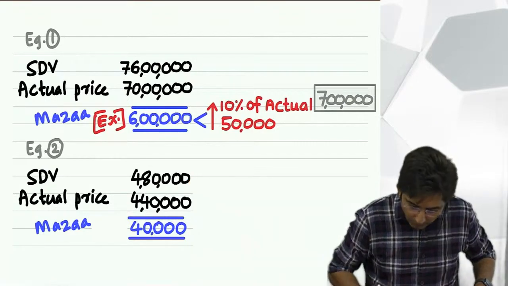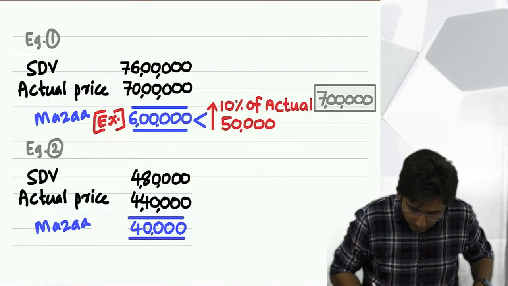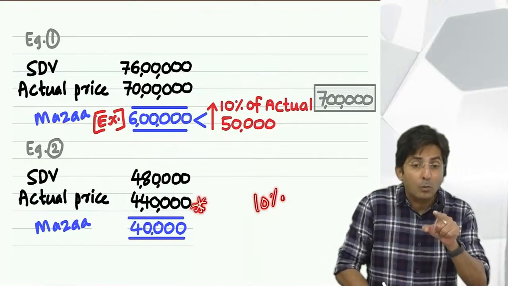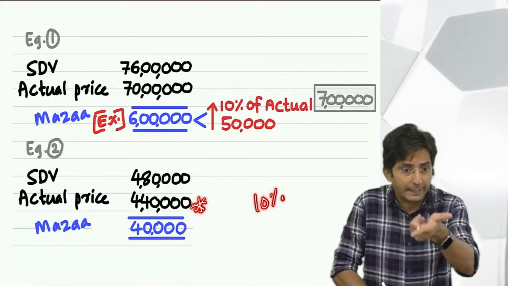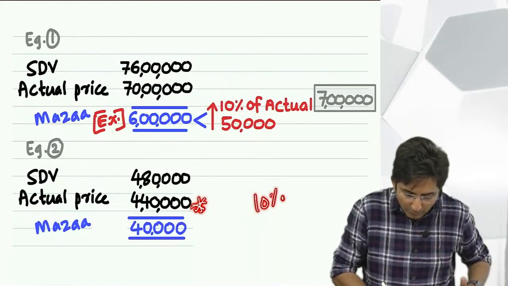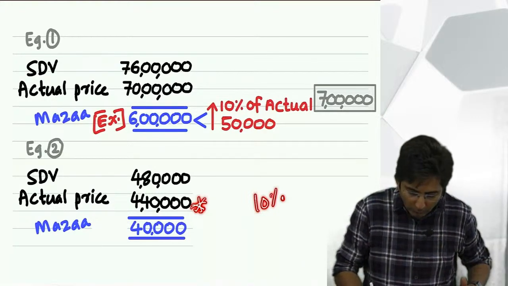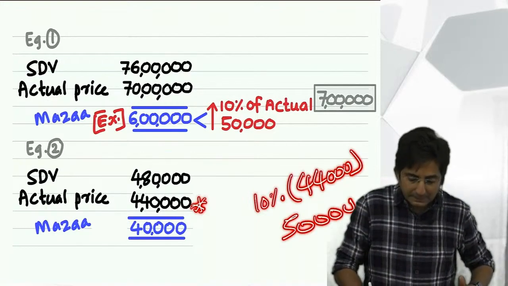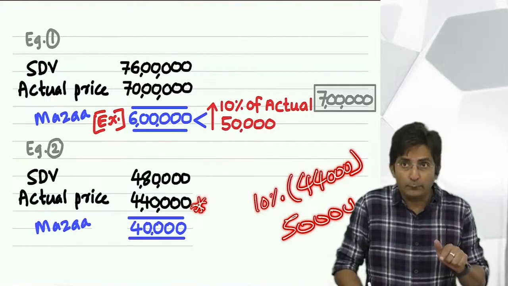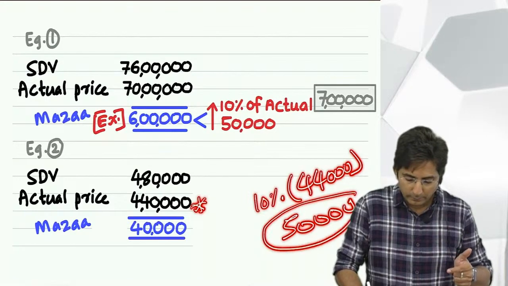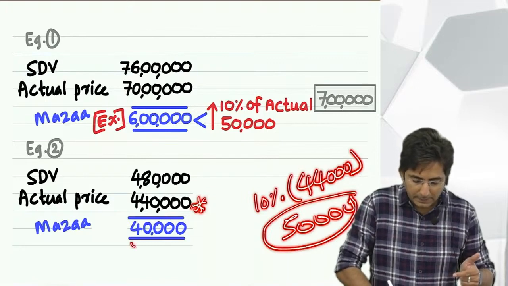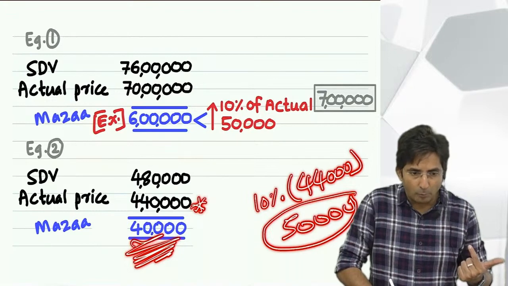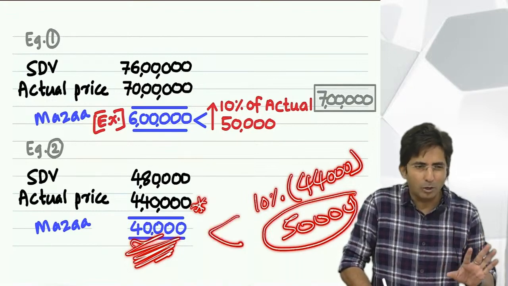So tell me, what is the amount? 10% comes to how much? See, again a blunder which people do is, 10% on what? Actual. These students forget. So here 10% of 4,40,000 is how much? 44,000. Compare this with 50,000 and select whichever is higher. So 44 and 50, what is higher? Compare with our benefit. So the benefit which you are getting is less than 50,000 or more? Less. Then it is a small benefit, exempt.